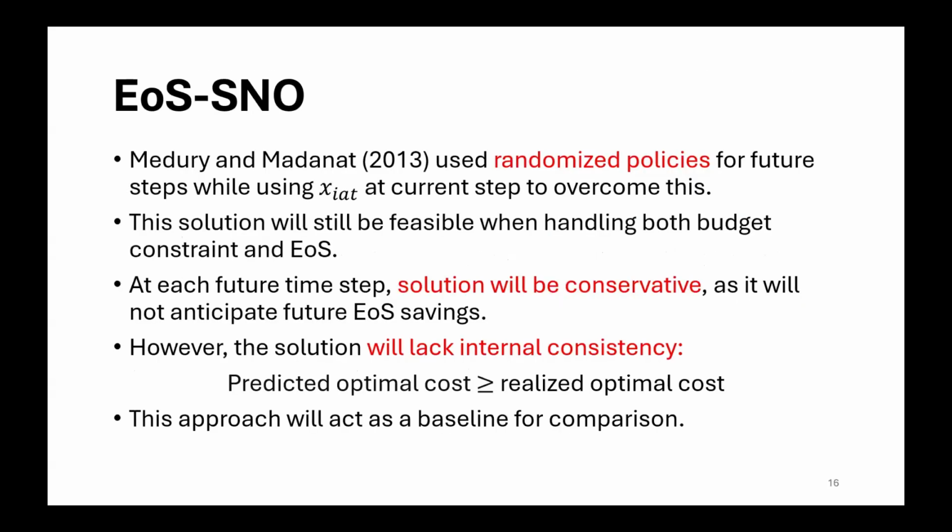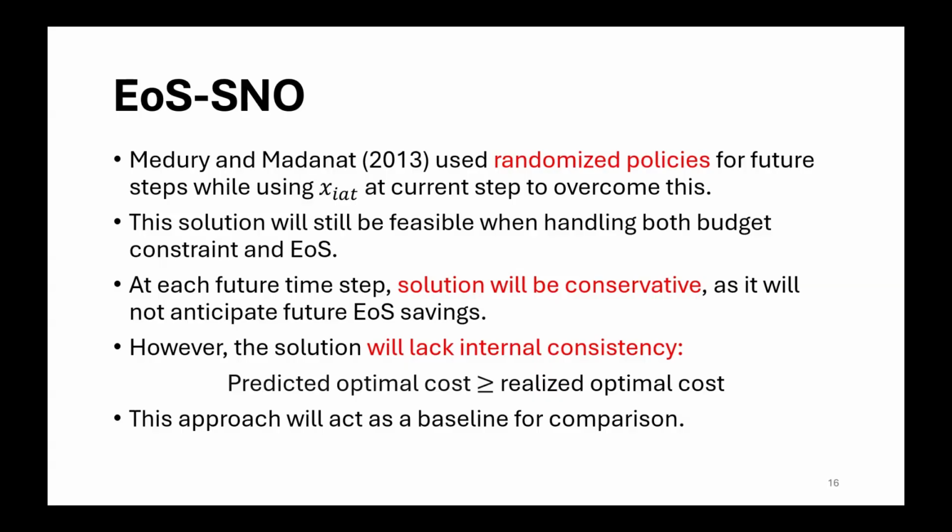So there is one formulation which was used in Meduri and Madanat 2013, which uses randomized policies for future steps while using X and F for the current step. So at the current step, we always know the states and the actions that are performed. But at the future steps, we will just consider the whole system as one interchangeable blob, and some proportion of it is going to have action A being performed on it at state S. And then we will just use probabilities, randomized policies, to propagate those states further and further based on our transition probabilities.